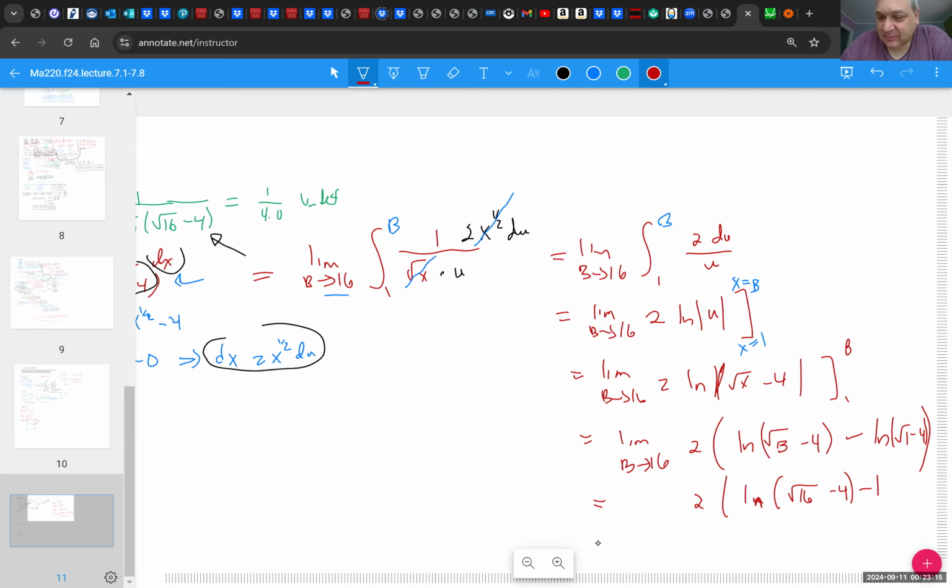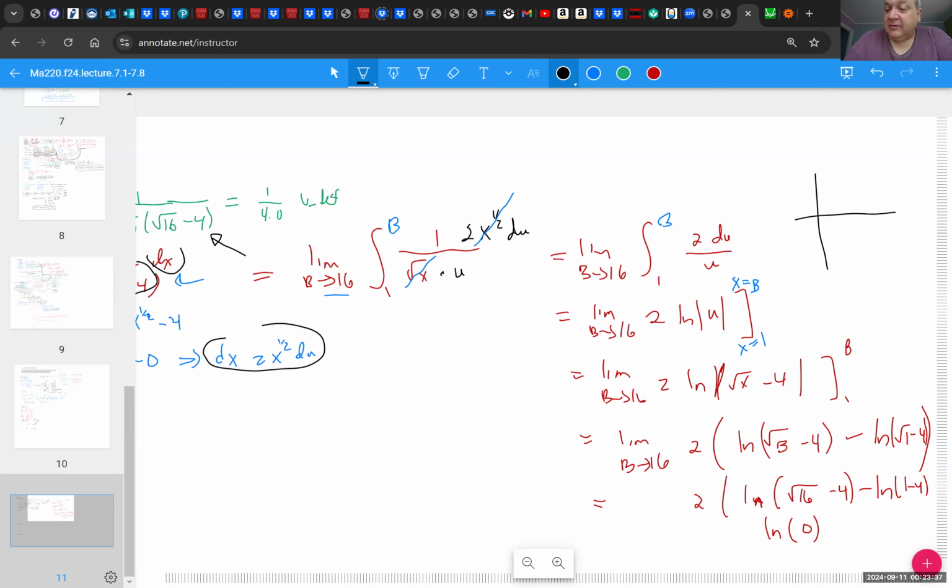And then the square root of 1, by the way, is just 1. All right, so the square root of 16 is 4. So we end up with the ln of 4 minus 4, which is the ln of 0. And again, if you remember your precalculus, your ln functions, ln of 0 is undefined. It's sort of like negative infinity.